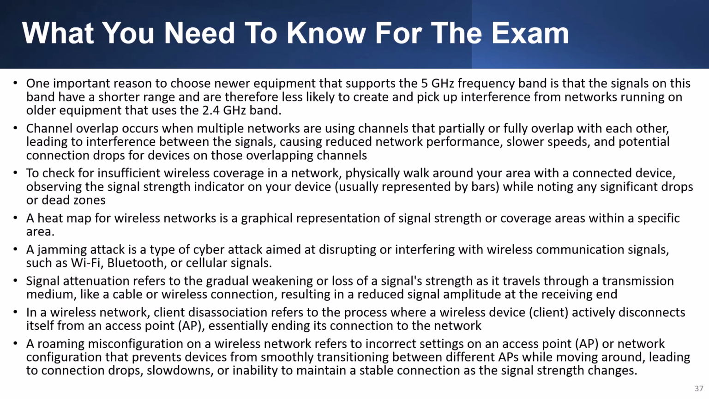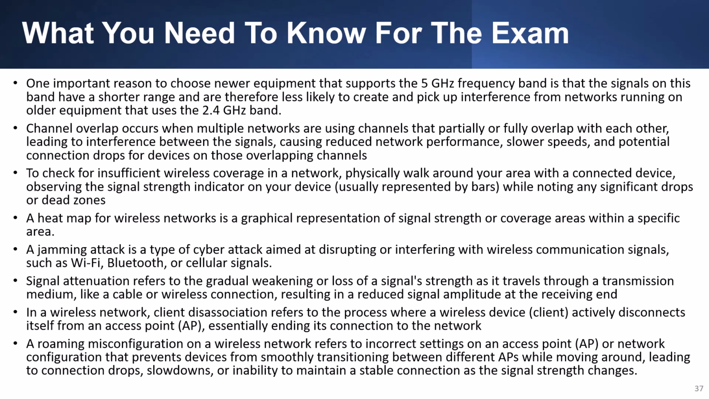Channel overlap occurs when multiple networks are using channels that partially or fully overlap with each other, leading to interference between the signals, causing reduced network performance, slower speeds, and potential connection drops for devices on these overlapping channels.